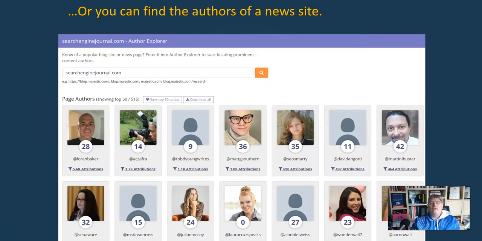And you can also use that information to find authors of a news site. So I put in Search Engine Journal here to have a look at who the authors are, and it's picked out all of the authors for Search Engine Journal. So if I wanted to get my name into Search Engine Journal, I would start to talk to these people, and there's at least 4, 5, 6 on there that I've met on a personal level.